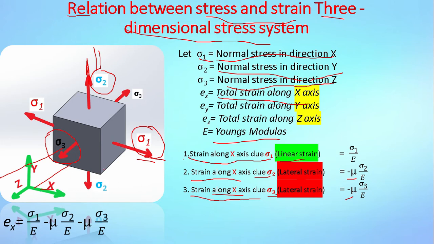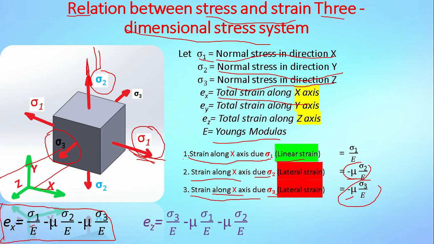Now the total strain along x direction is the algebraic sum of these three strains. So this linear strain sigma 1 divided by E, this second one minus mu sigma 2 divided by E, and minus mu sigma 3 divided by E. This is the total strain along direction x.